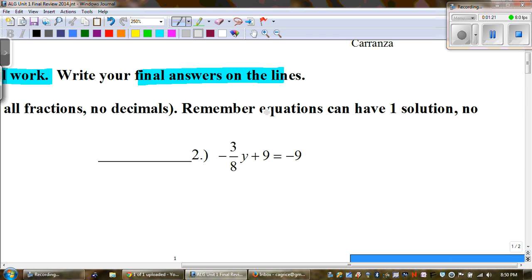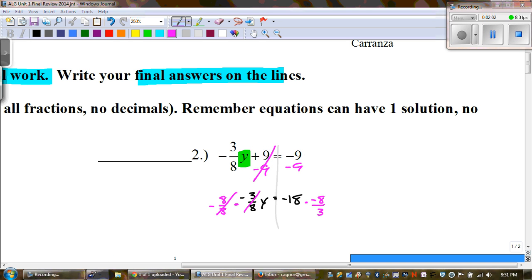All right, number 2. So we're going to do the same thing. We are solving for y. The first thing we get rid of is addition or subtraction. The negative 3/8 y comes down, and negative 9 minus 9 is negative 18. Okay? Now, to get rid of a fraction, we need to multiply by the reciprocal.